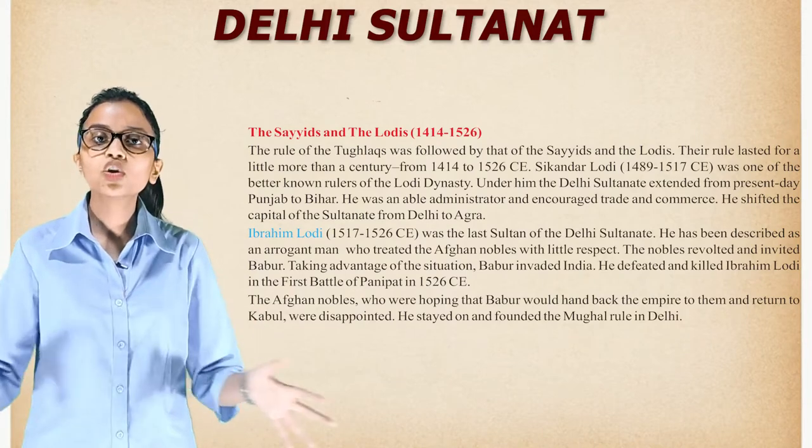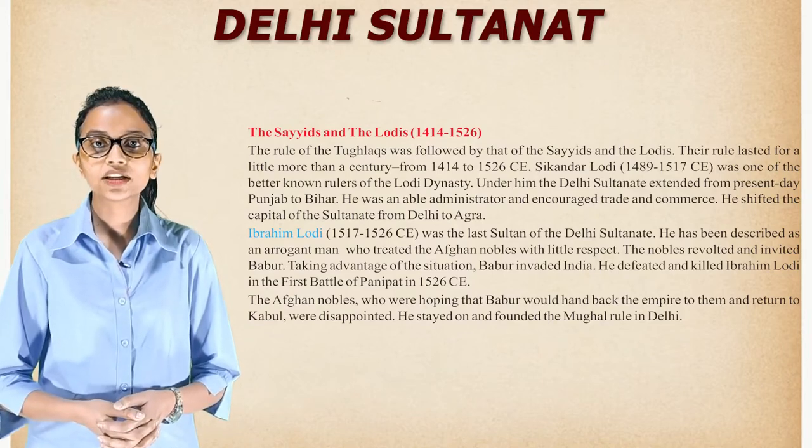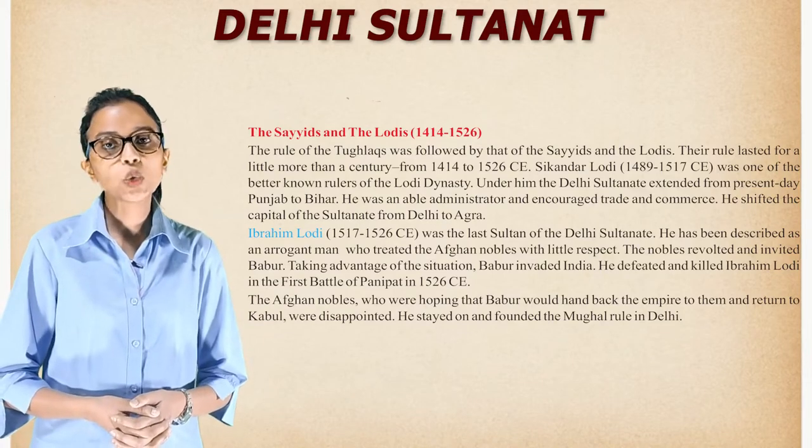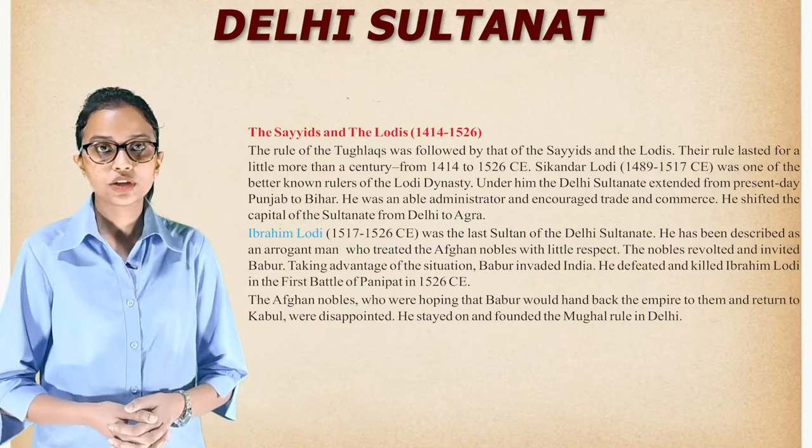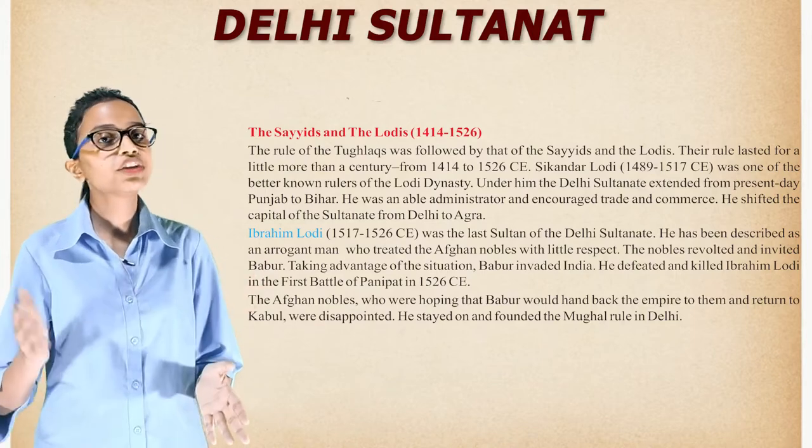1440-1526. The rule of the Tughlaqs was followed by that of the Sayyids and the Lodis. Their rule lasted for a little more than a century, from 1414-1526 CE.